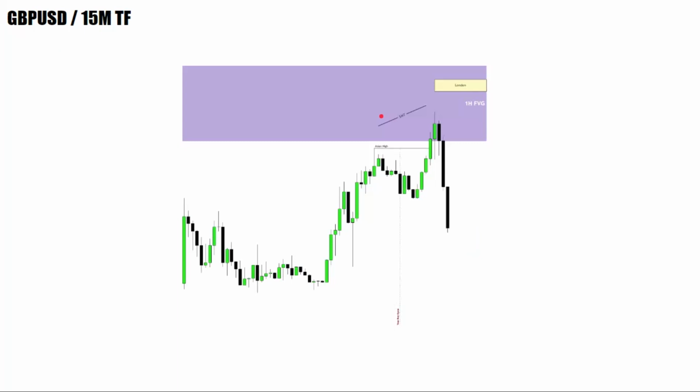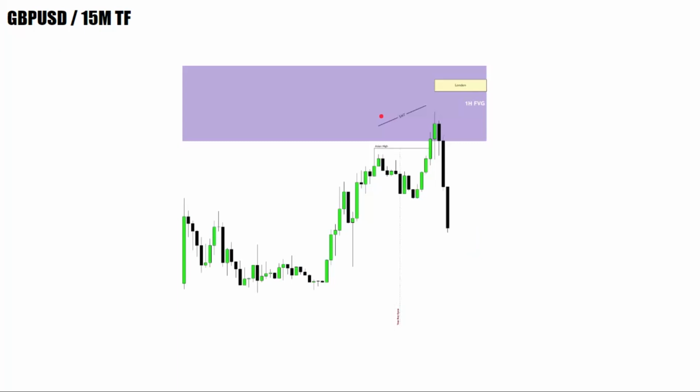We scale down now to the 15-minute time frame. Here's our Asian high. Price draws lower, sweeps it, and then price sweeps the Asian high and draws lower, creating a displacement. On the 15-minute time frame, we have a fair value gap. We have these highs right here.